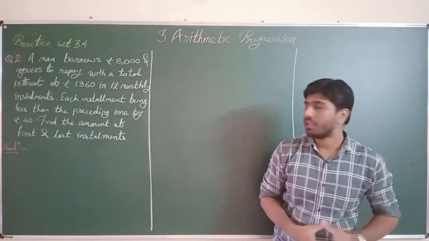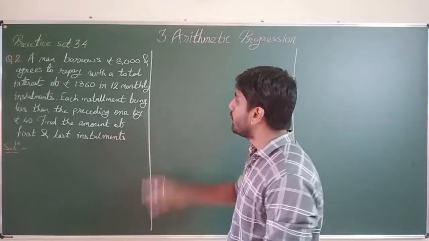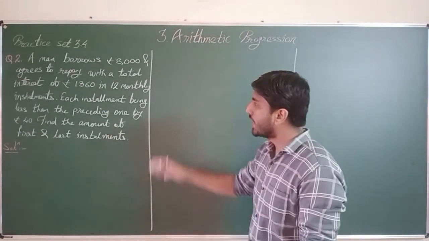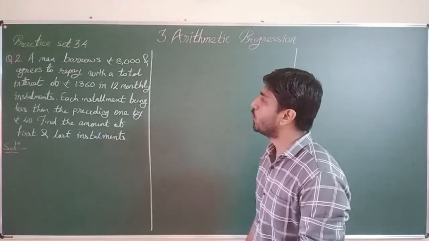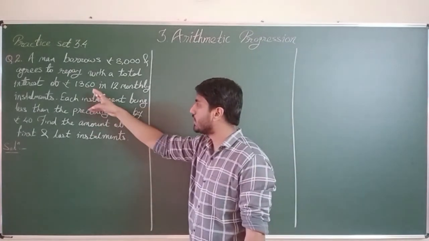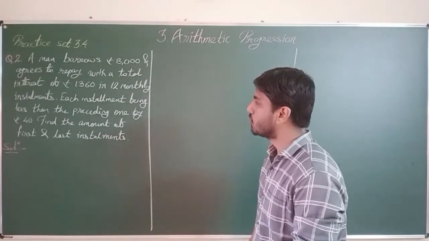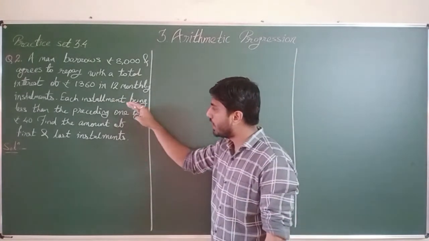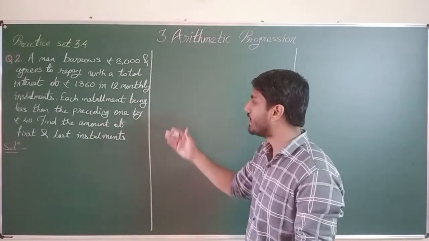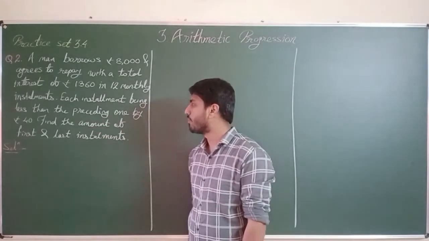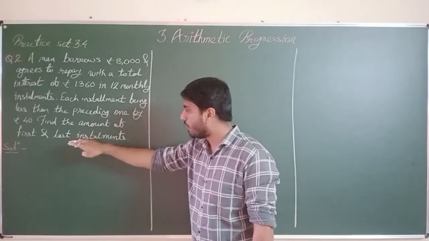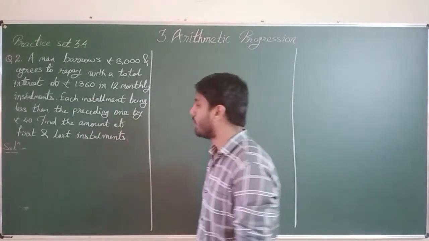This is our second example. A man borrows rupees 8,000 and agrees to repay with a total interest of rupees 1,360 in 12 monthly installments, each installment being less than the preceding one by rupees 40. Find the amount of first and last installment.